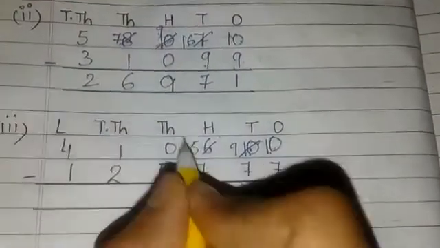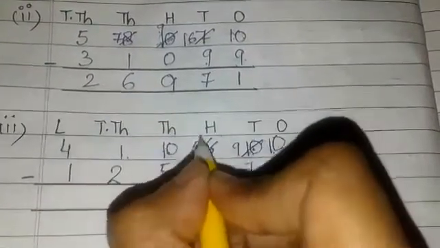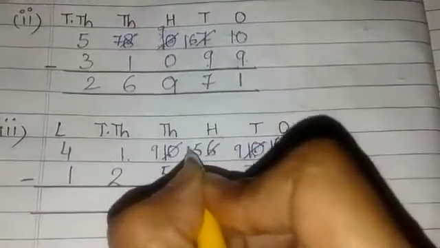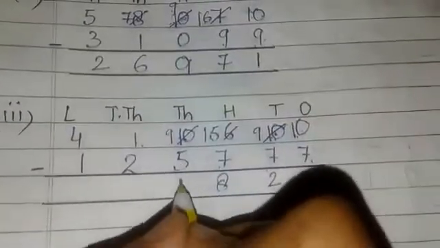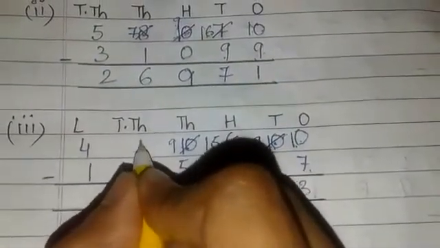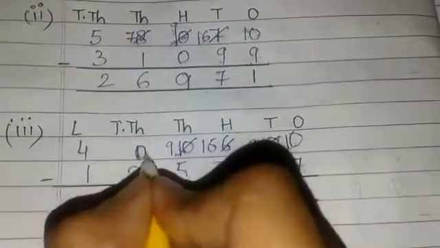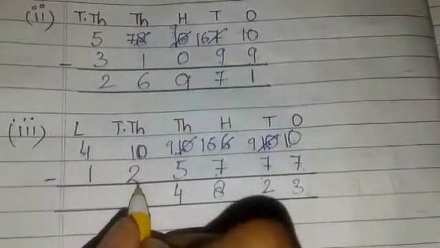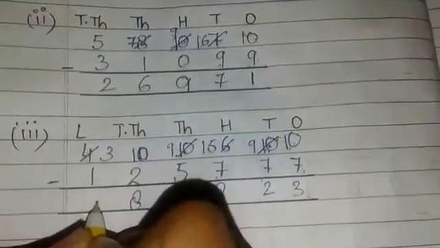5. Again it is smaller than 7. So we will borrow from this. 1 gave borrow to this. Now this is 10. Now this will give borrow to 5, so it will be 9, and this will be 15. 15 minus 7 equals 8. 9 minus 5 equals 4. Now as it gave earlier borrow to the thousands place, it will be 0, right? So it will take borrow from this, so it will be 10. 10 minus 2 equals 8. It is 3 now. 3 minus 1 equals 2.